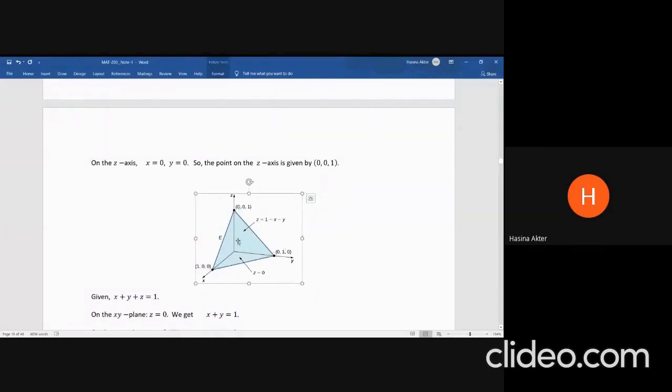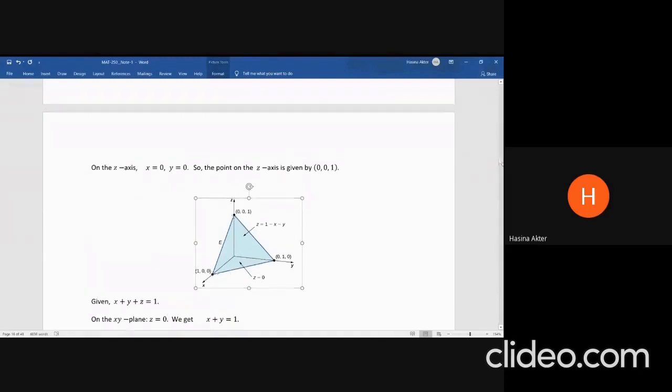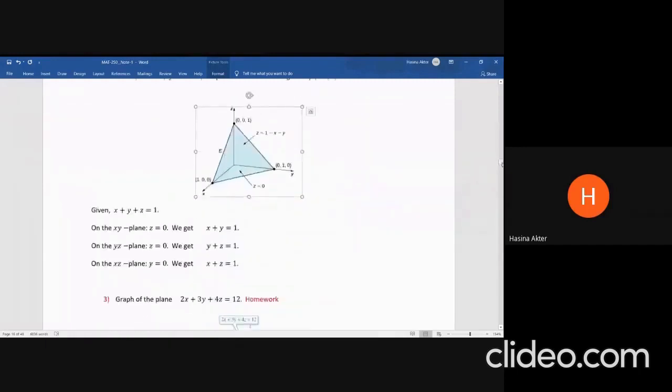Now we have got those 3 points considering only the axes. If you consider the xy plane, the equation of the xy plane means what? z equals 0. If you plug in z equals 0, then you have x plus y equals 1. This equation of 2 variables has a graph which is a straight line on the xy plane, where the x-intercept is 1 and the y-intercept is 1. So if you are on the xy plane only, then you have this straight line.